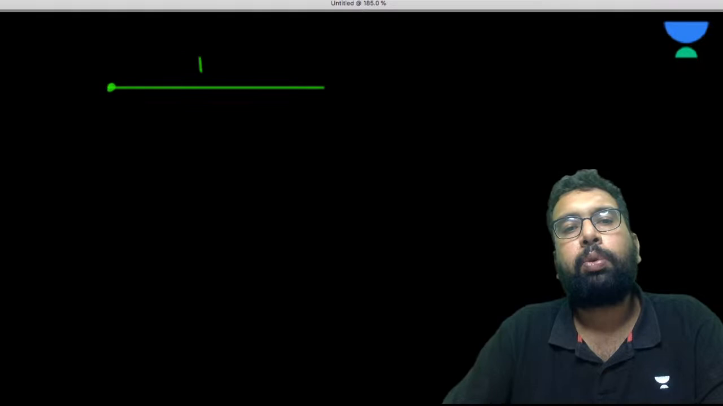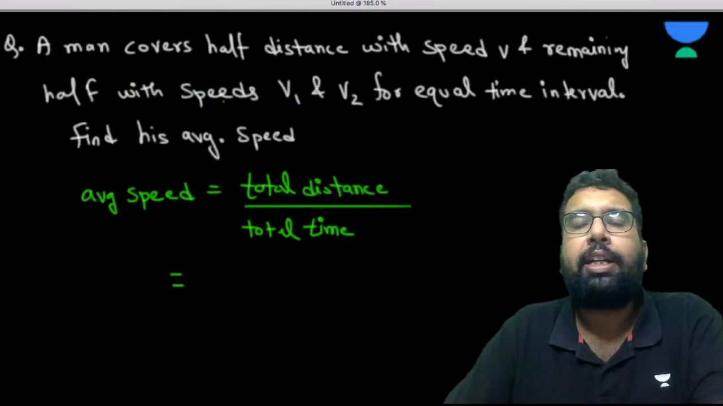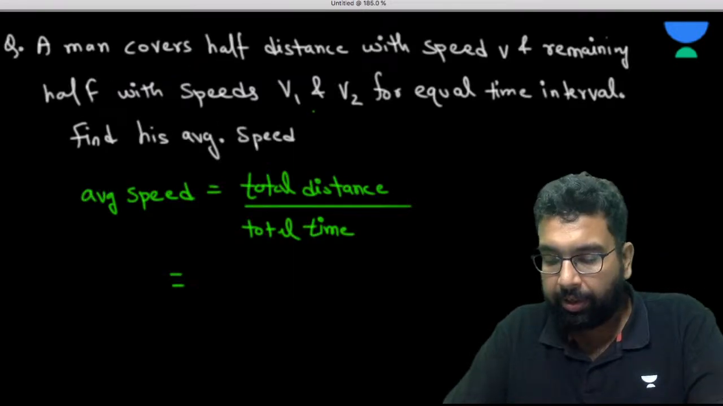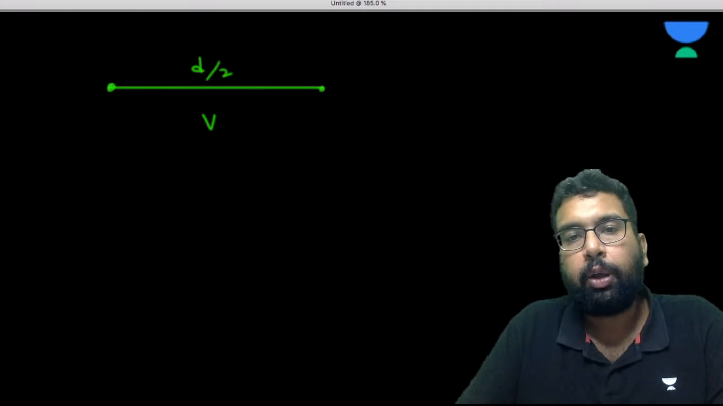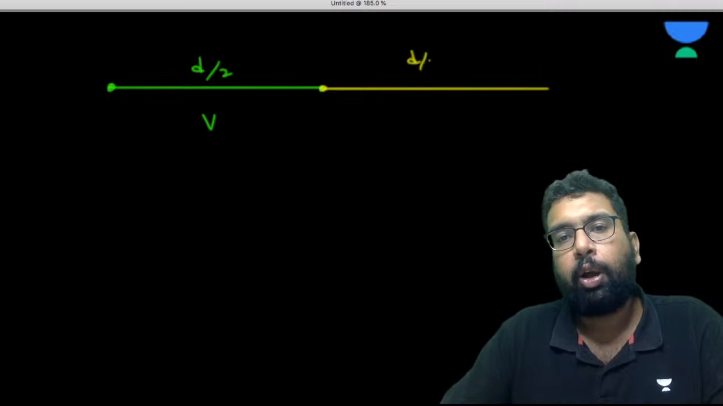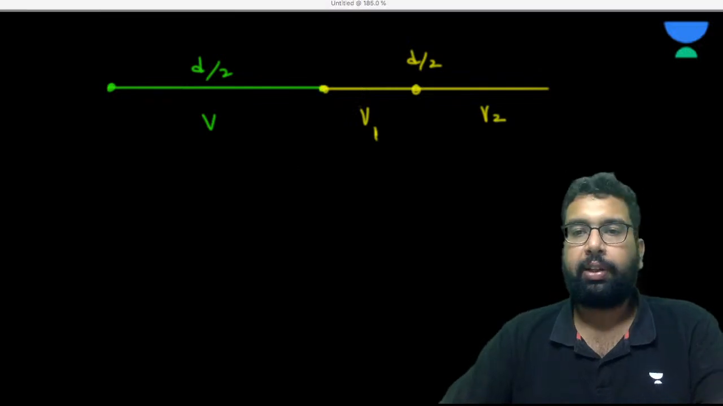Let's suppose the half distance he has covered is d by 2, or d, whatever you want. So d by 2 with speed v. Now the remaining half with speed v1 and v2. Let's suppose the remaining half is d by 2. Now he has covered some distance at a speed v1 and some distance at a speed v2. This is the question.